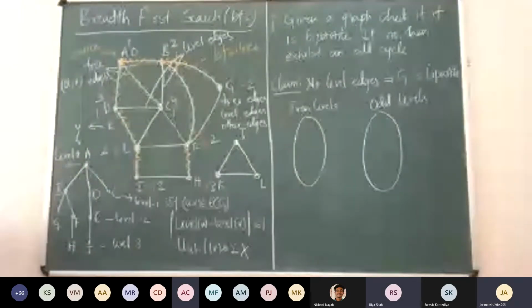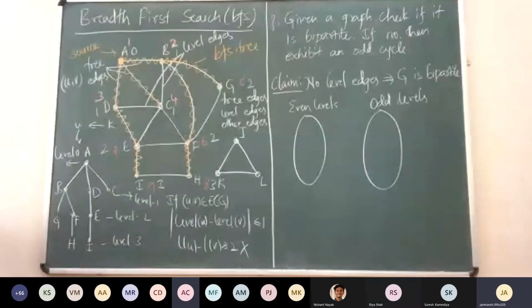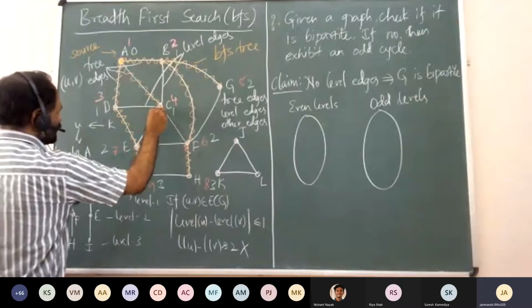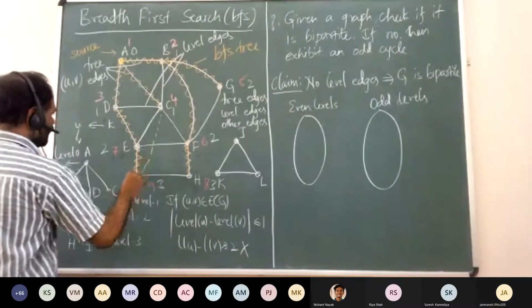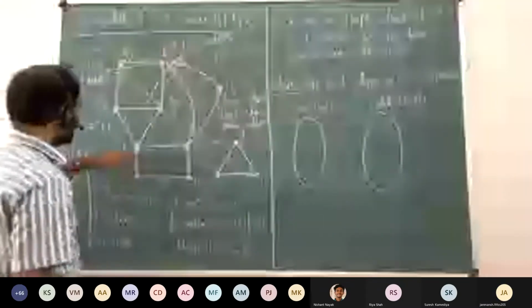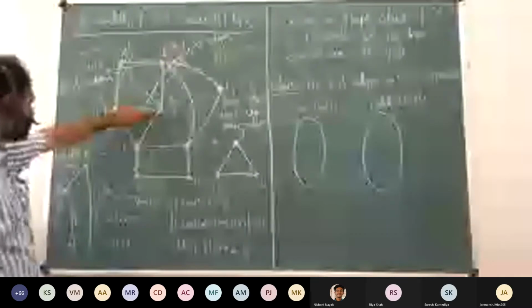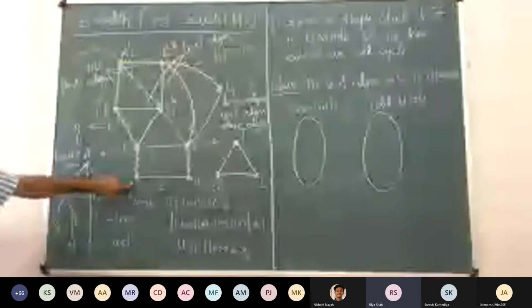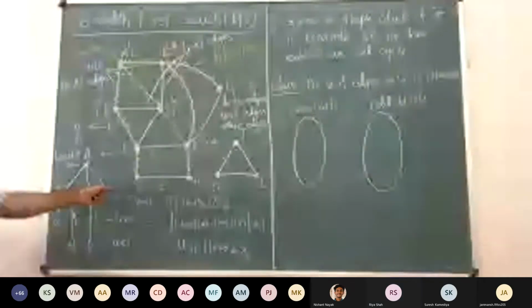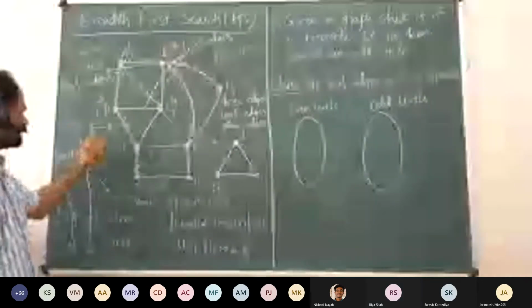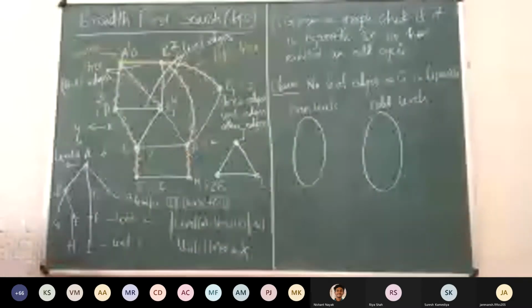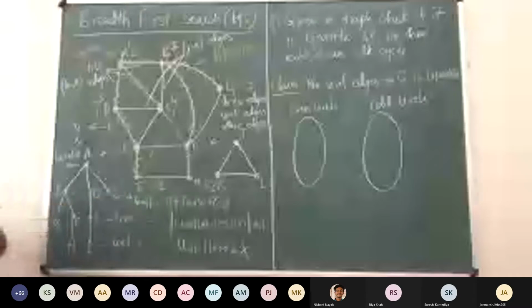No, that's not possible because of I. Suppose there was an edge like this between C and I, then what would happen? When we are exploring C, we would have explored I also, right? So it would have come as a child of C. The tree would not look like this, right? I would be in the second level, right?